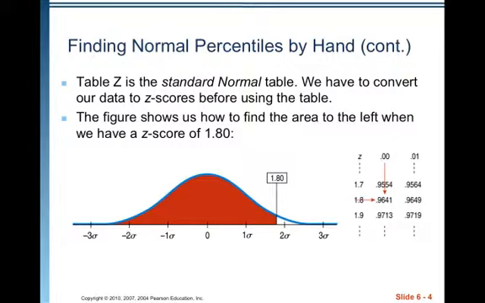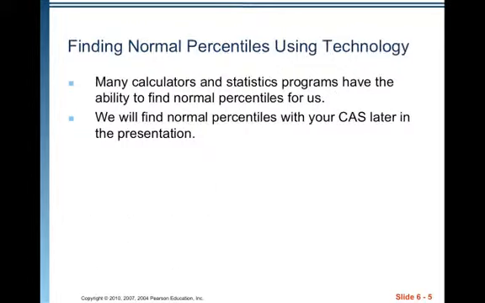This also means that 96.41% of all observations in the standard normal distribution, all z-values, would be less than or equal to 1.80. It also means that the proportion of observations would be 0.96. The probability of having an observation that has a z-score 1.8 or less is 0.96. All those things are synonymous.